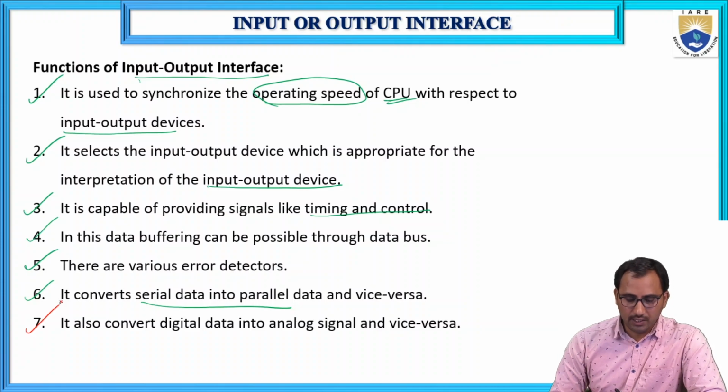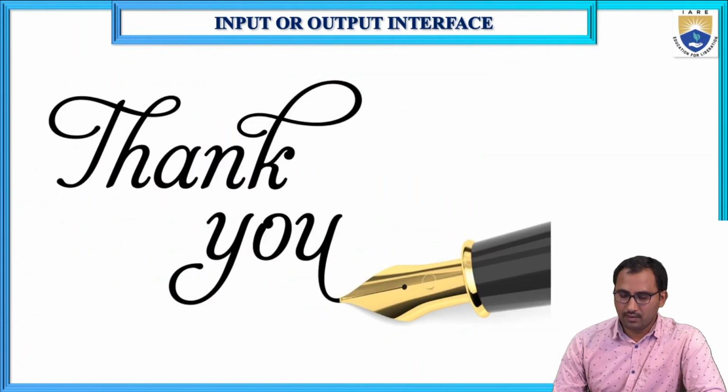And the last point is it also converts digital data into analog signals and analog signals into digital data. So in this lecture we have seen what is the IO interface, the necessity of the IO interface, and its functions.